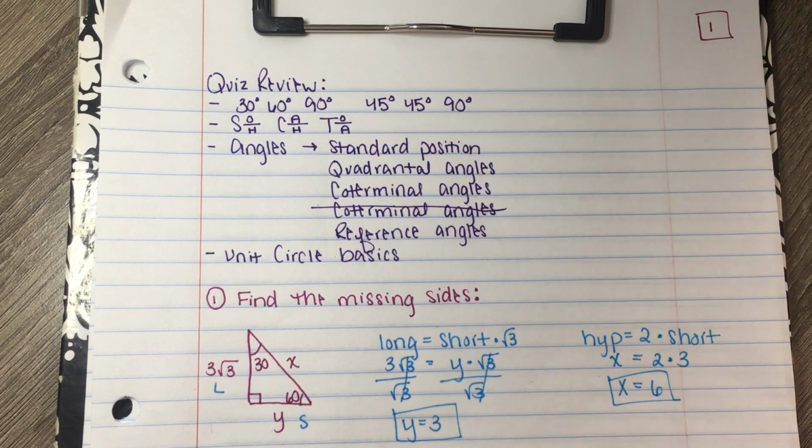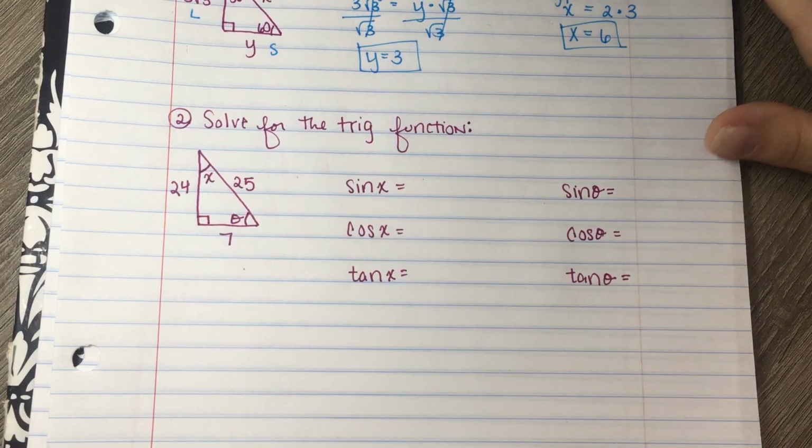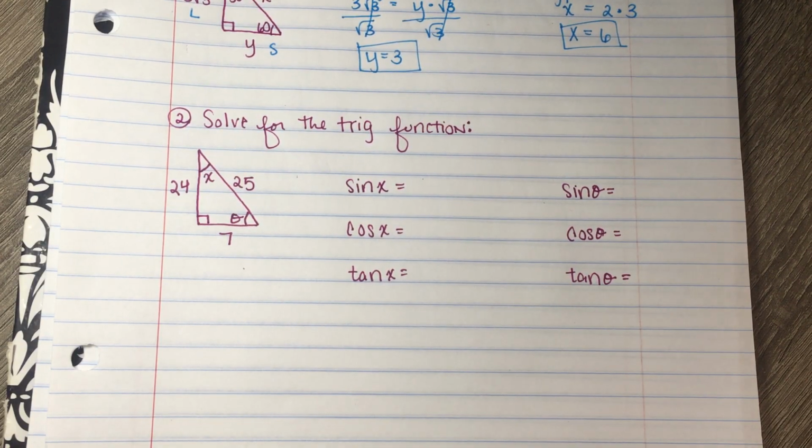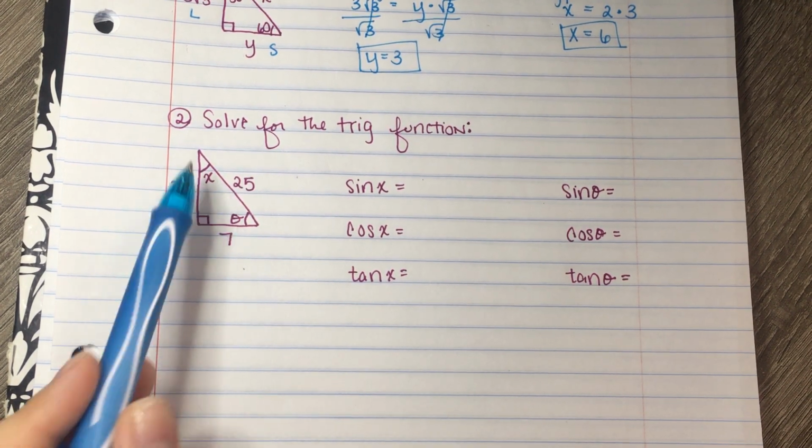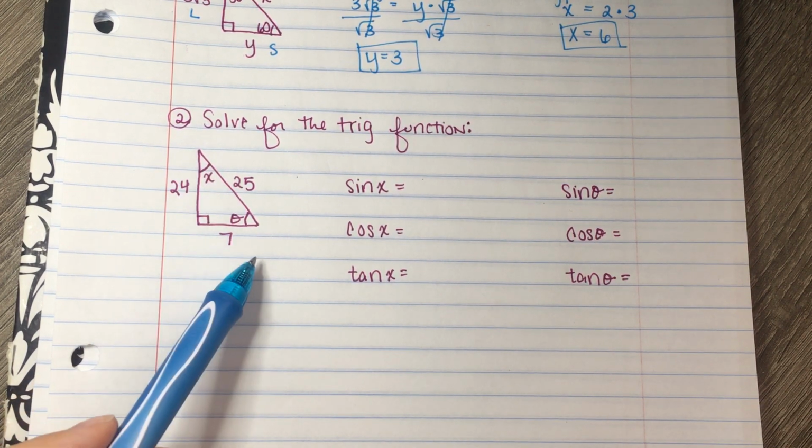Moving on to our next topic, which is SOHCAHTOA, we're going to be solving for the trig function here. And we have this triangle and our Pythagorean triple on this triangle. It's a 7, 24, 25 triangle. And we have angles here, which are x and theta. These angles can be listed as any variable.